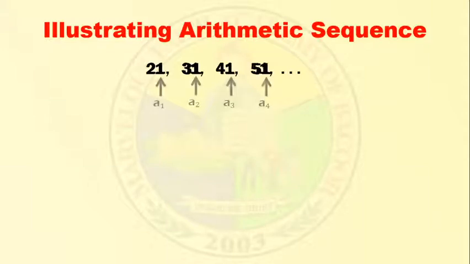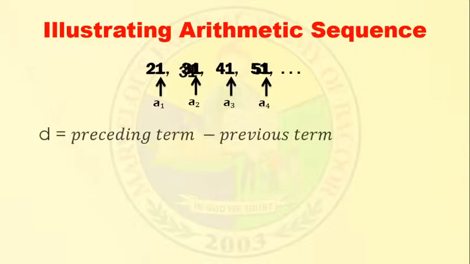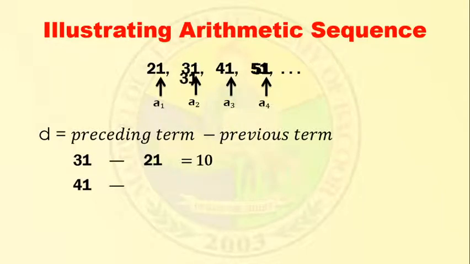Okay? So, let's find now the common difference by subtracting the previous term from the preceding term. Okay? So, ang preceding term natin ay 31 minus the previous term, which is 21. So, 31 minus 21, the answer is 10. Okay. Next, the preceding term is 41 and the previous term is 31. So, 41 minus 31, the answer is 10. Next, 51 is the preceding term and 41 is the previous term. So, 51 minus 41, the answer is 10.